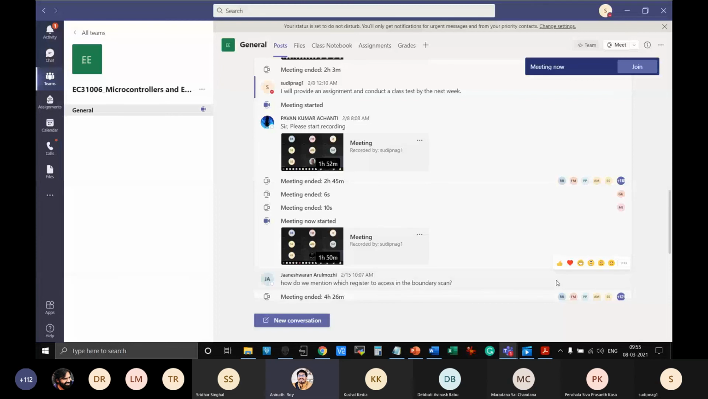Sir, I had a doubt. It's not very efficient to write codes on paper, especially SMD. So is it possible that, say, I use a debugger or an emulator to write and test the code and just put the screenshot of it? That's fine. That's acceptable. You can do that.